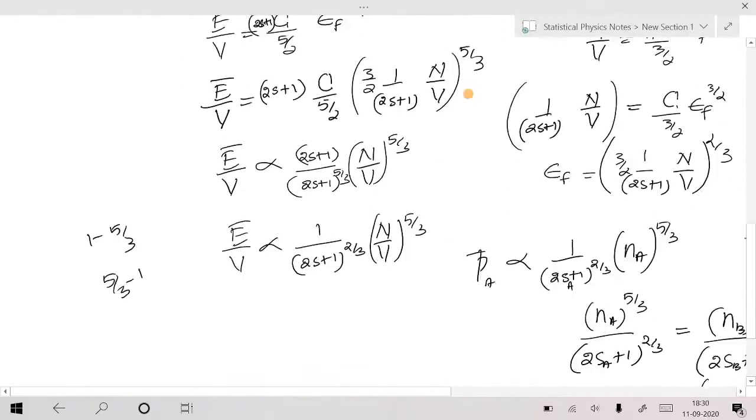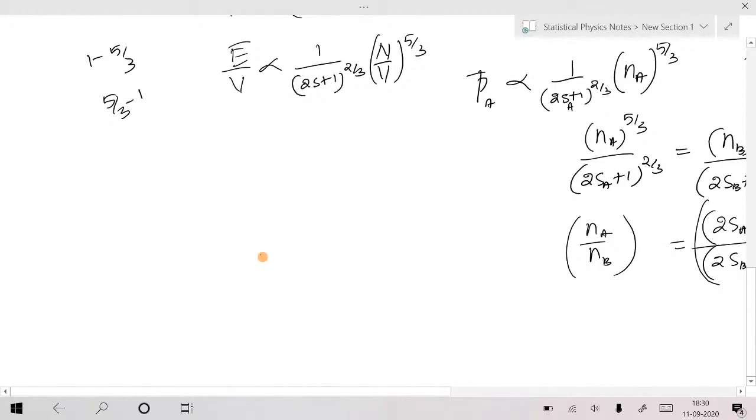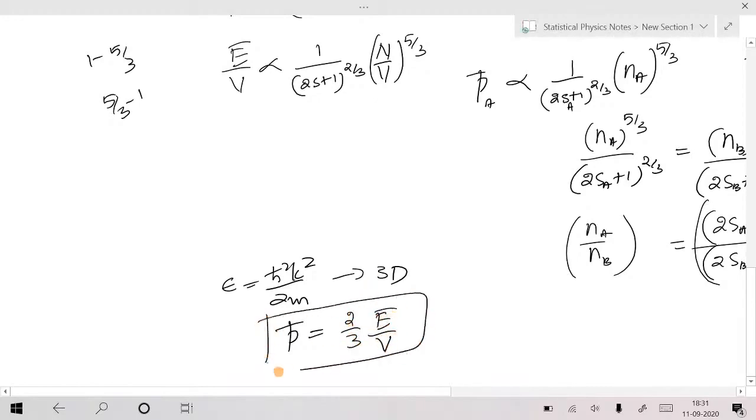Again, for any fermion, if the dispersion relation is ħ²k²/2m, and if it is 3D, then you can derive that P bar is equal to, for any fermion as well as boson, I think. Usually we discuss it for fermions. It's equal to 2/3 into E bar by V. I think I did that in class. Can you just check it out?